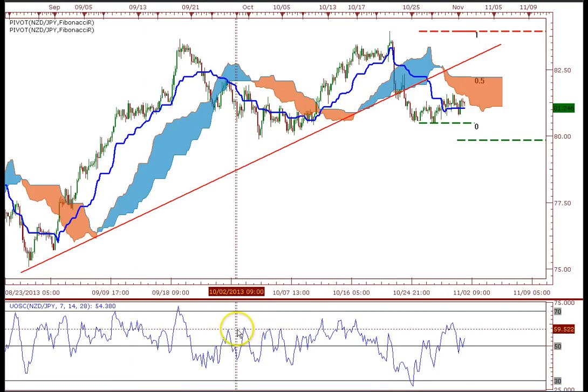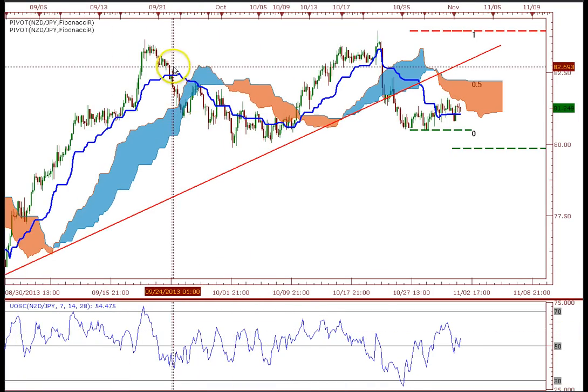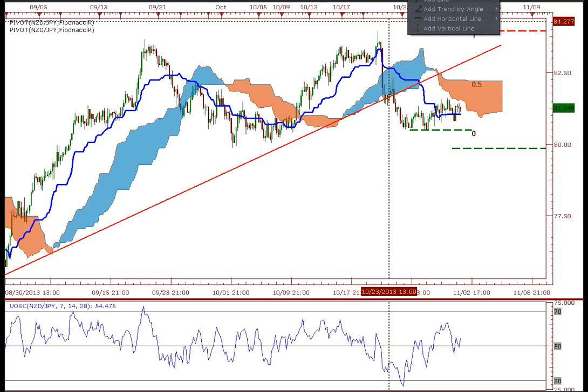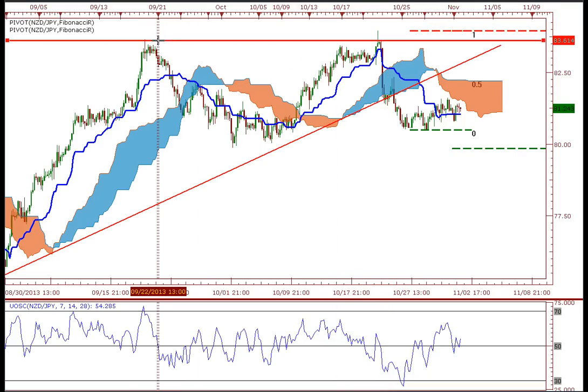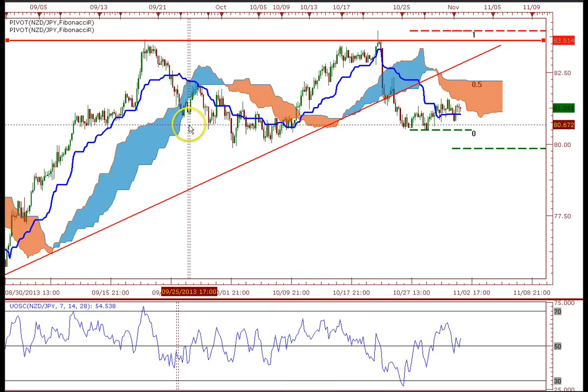And now what we're going to look at is a double top. I'll put a horizontal line in here. This is going to be the double top, because here's the high and then here's the high. Now we can see two divergences here.